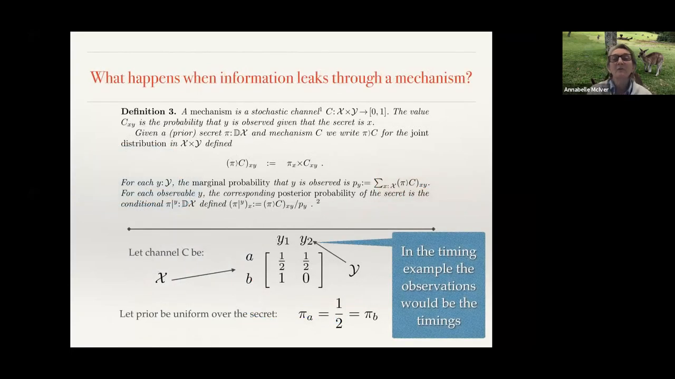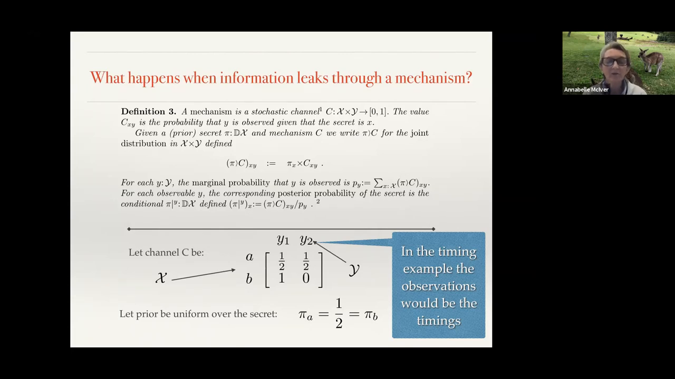Now what happens when information leaks through a mechanism? That would be, for example, if the adversary did the timing attack on that little program. A mechanism is a stochastic channel, C in this definition. It takes a secret x and an observation y, and gives a probability. Y is a set of observations; in the little timing example, that would be the times for the program to terminate. So the value C(x, y) is the probability that y is observed when the secret is x. If we have a prior, we can figure out a joint distribution, the correlation between the probability of the secret and the observations.